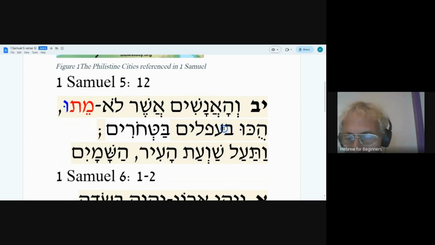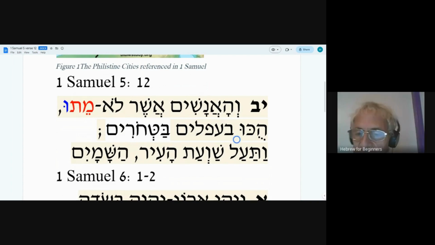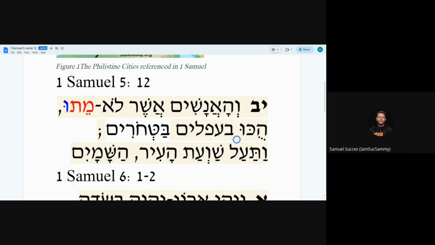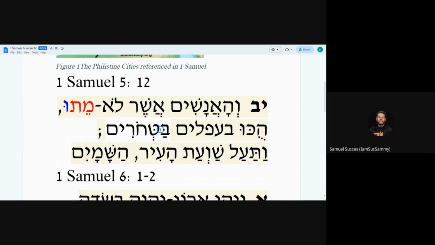So this one doesn't have any vowels. It's ba'afelim. Ba'afe, three open syllables, then a closed syllable. Ba'afelim. Bat-chorim. That's a tet, batchorim. Nice. Continue.